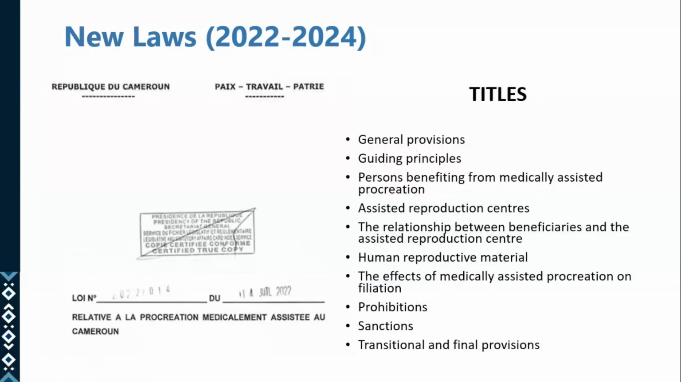Apart from that, we also had in July 2022 the law related to medically assisted procreation. It covers the persons benefiting from it, assisted reproduction centers, so that you should not go to a center that is not accredited by the government, the relationship between beneficiaries and the assisted reproduction center, human reproductive material that will be used, the effect of medically assisted procreation on filiation and children, prohibitions, sanctions, and final provisions.